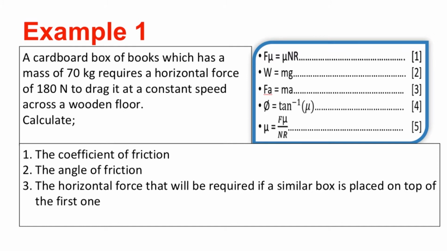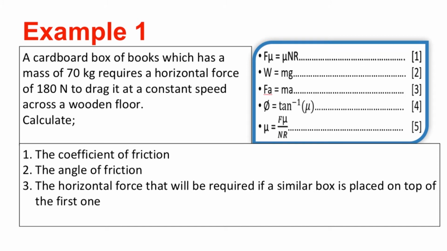And then the last question is more interesting. They say here, calculate the horizontal force that will be required if a similar box is placed on top of the first one. Now, we are not given the weight of this object. It is not given in numbers there, but they are saying a similar box is placed on top of the other.